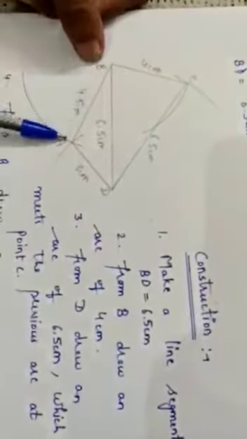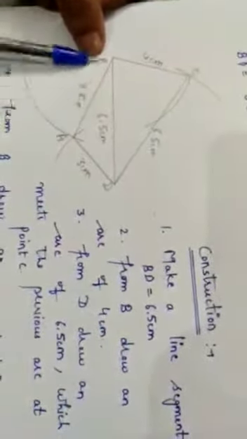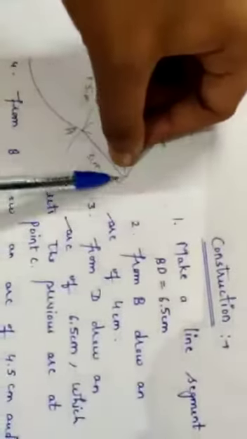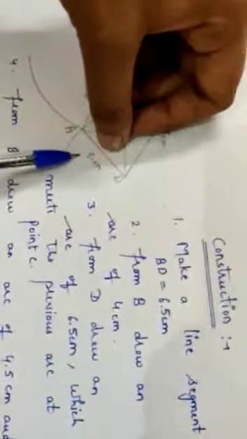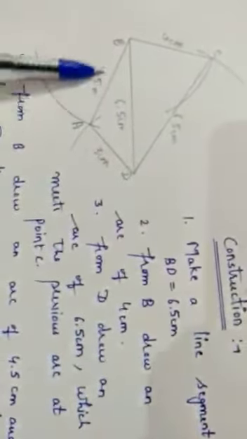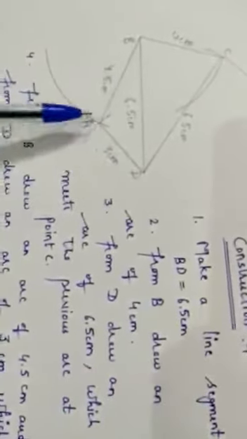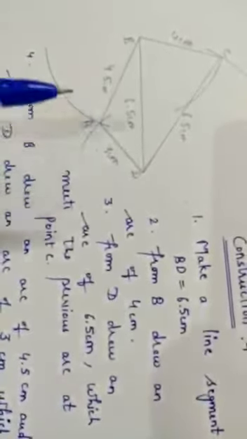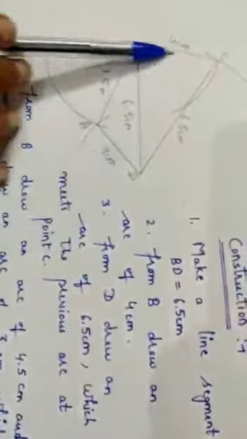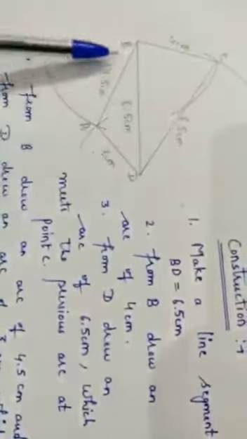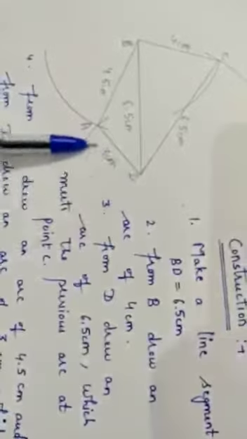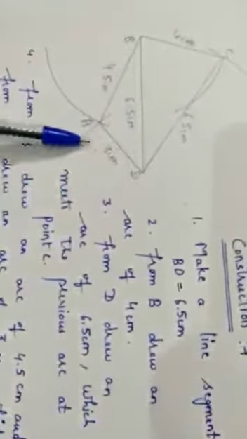Next, again from B, draw an arc of 4.5 centimeters and from D, draw an arc of 3 centimeters which meets the previous arc. The previous arc means this one, 4.5 centimeters, and both arcs will meet at the point A. After that, label all these points: BC 4, CD 6.5, BA 4.5, AD 3, and just join them. BC, CD, BA, and this is our AD. And this is the required quadrilateral ABCD.